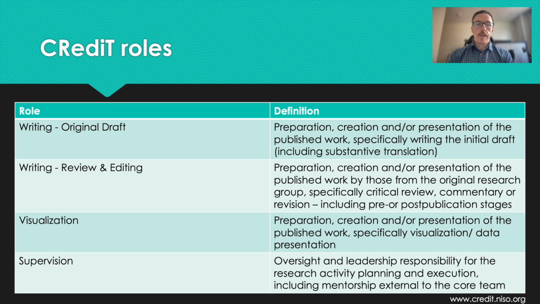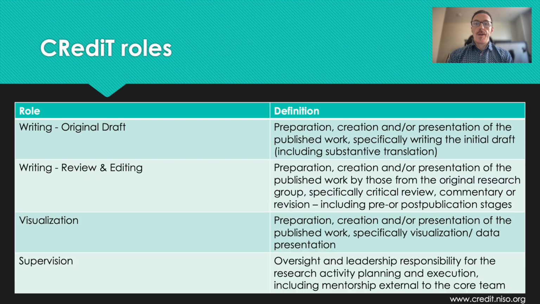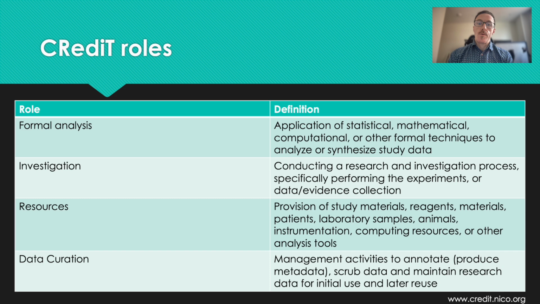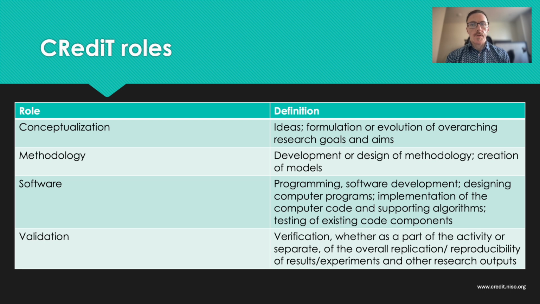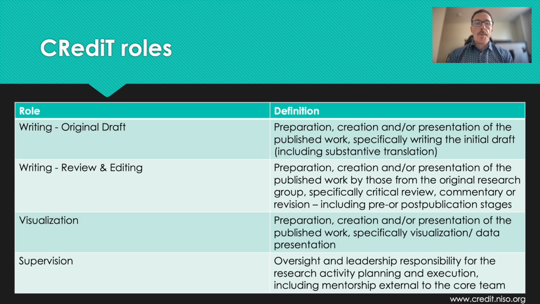I've included a link to this list in the video description, so I won't read out the definition of each role. But this taxonomy overall provides a high level classification of the diverse roles performed in the work leading to a published research output. Remember, it doesn't always have to be a manuscript published in a journal, and it's applicable for all types of sciences, not just medical sciences.